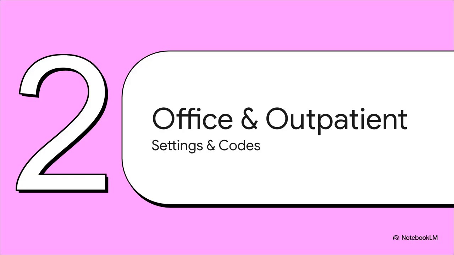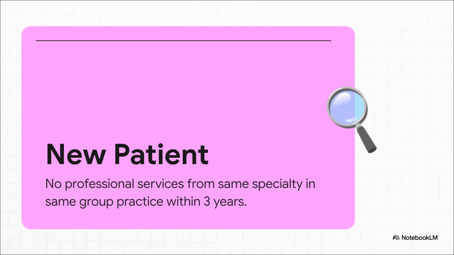Moving on to Section 2, office and outpatient settings. In the office setting, the absolute golden rule is the 3-year rule. This strict definition dictates whether you bill from the new patient bucket or the established patient bucket. So a patient is only classified as new if they haven't received any professional, face-to-face services from you or another physician of the exact same specialty in the exact same group practice within the past 3 years. Seriously, even if 2 doctors share a waiting room and a coffee machine, if their specialties are different, a patient established with one is technically brand new to the other.